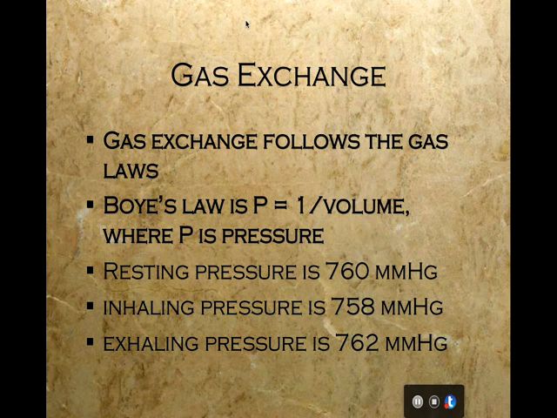For example, if we have our volume a unit of 2, the pressure equals 1/2. If our volume is a unit of 4, the pressure goes down to 1/4. The air pressure at sea level on Earth is 760 millimeters of mercury. When we inhale, the pressure in our lungs decreases slightly to approximately 758 millimeters of mercury to pull the air in, and increases when we exhale to approximately 762 millimeters of mercury to push the air out.